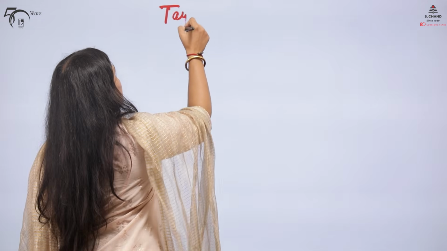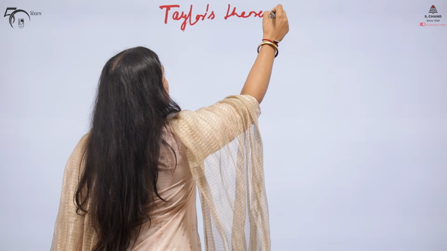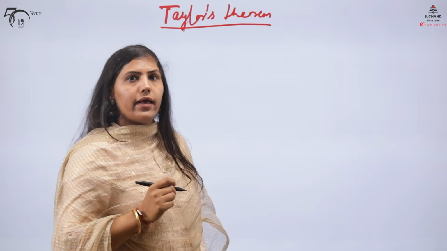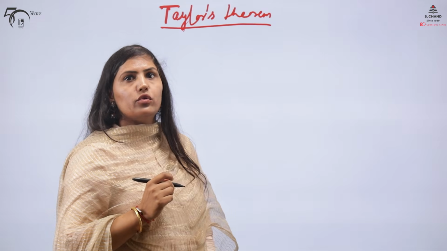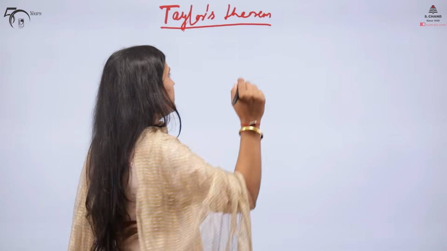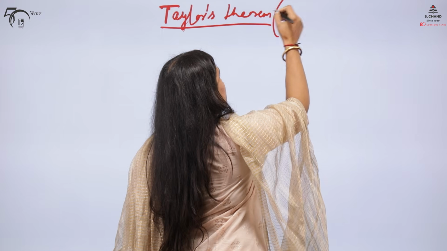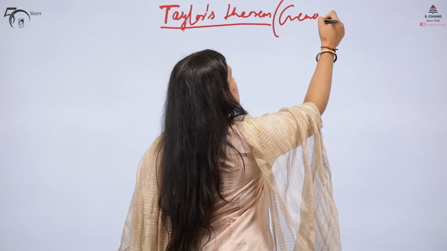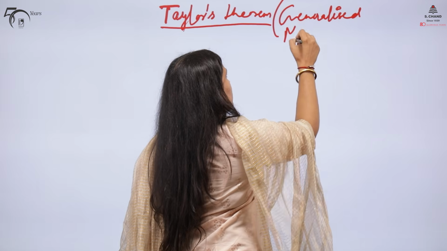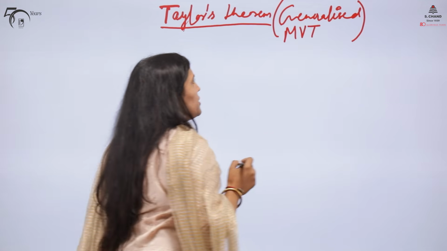Taylor's theorem. I will start with the theorem statement. In our last lecture, that was lecture 11, we studied the Lagrange mean value theorem. So the Lagrange mean value theorem is a particular case of Taylor's theorem. How come? After the statement I will brief you. So we can say this theorem is the generalized mean value theorem.